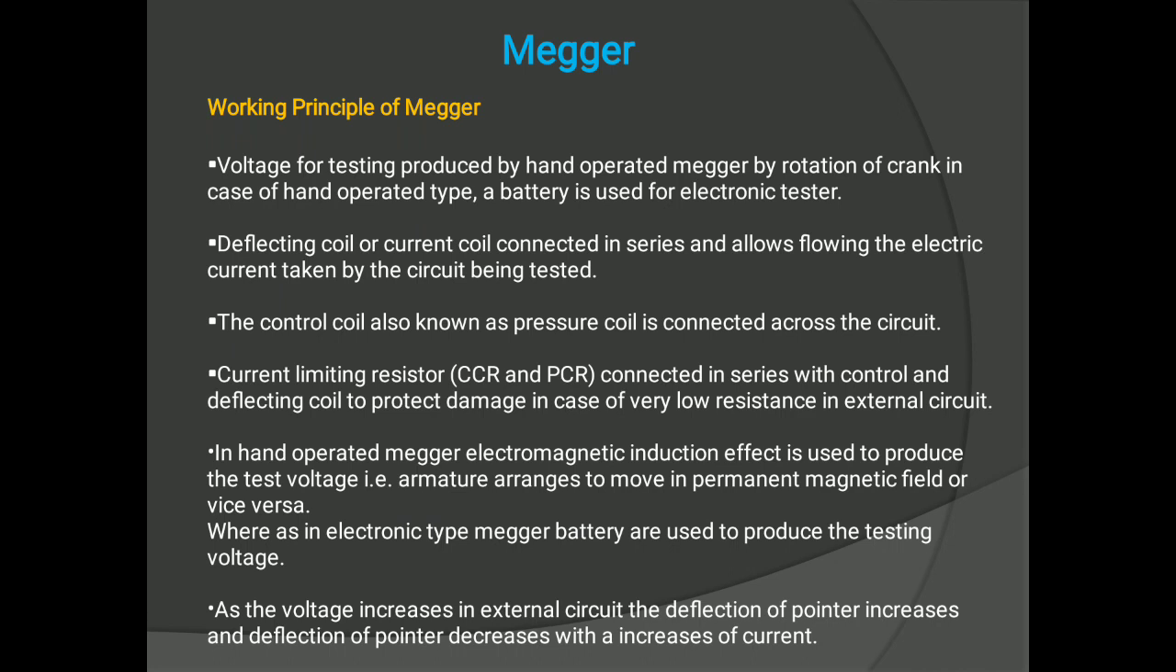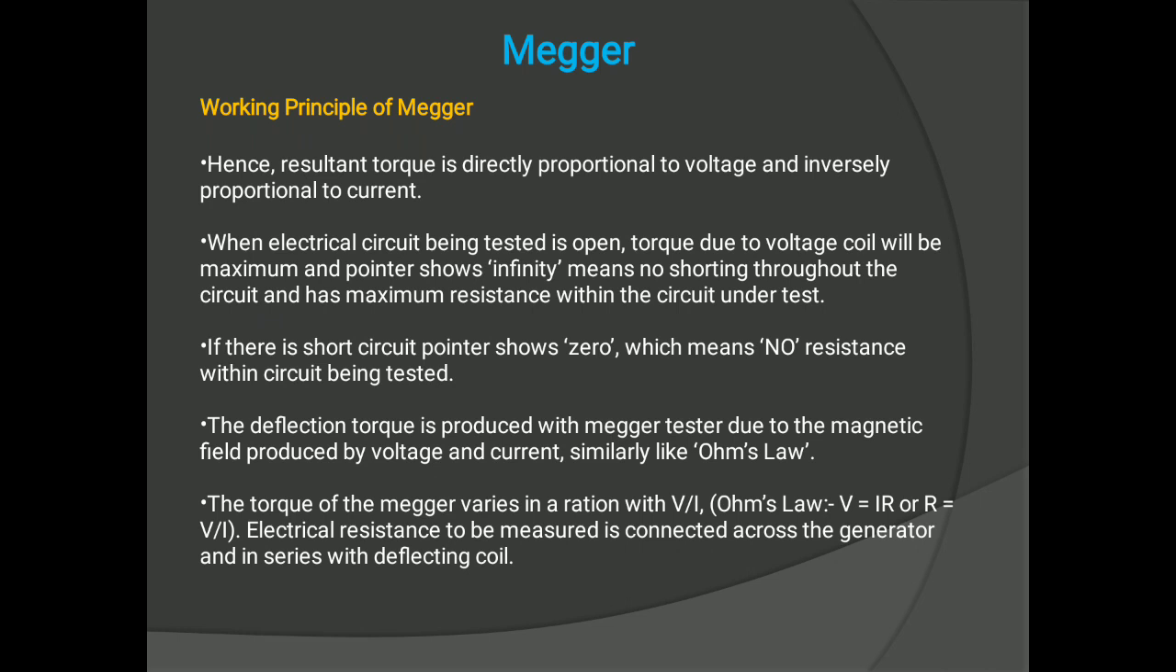The resistance under test is connected between the terminals. The generator handle is then steadily turned at a uniform speed till the pointer gives a steady reading. Hence, the resultant torque is directly proportional to the voltage and inversely proportional to the current.